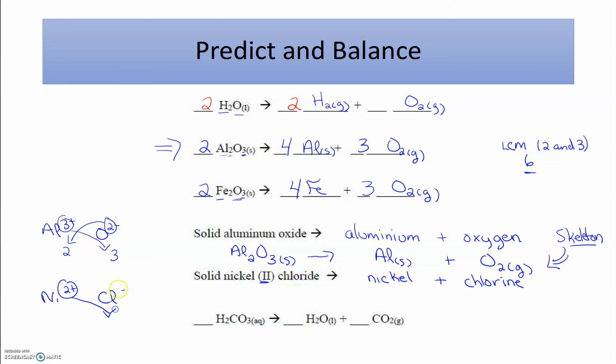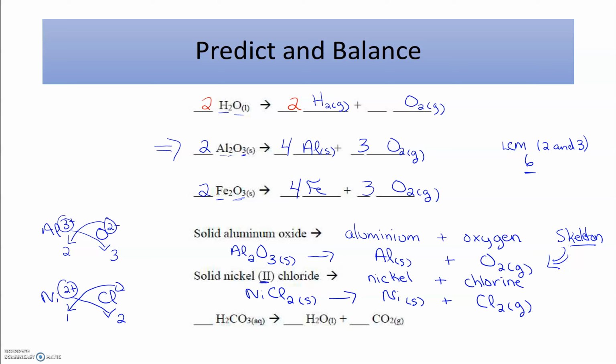Looking up on my periodic table, chlorine makes the negative ion. Doing a crisscross, I need 1 of the nickel ion, and I'm going to need 2 for the chloride ion to get a neutral compound. So it would be Ni, nickel, 2 of the chloride ion. He's solid, and he decomposes into nickel, which comes by himself as a metal, plus chlorine. And again, chlorine is one of those diatomic elements that comes in pairs.